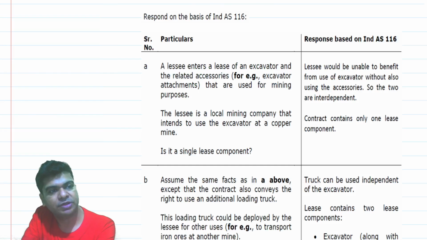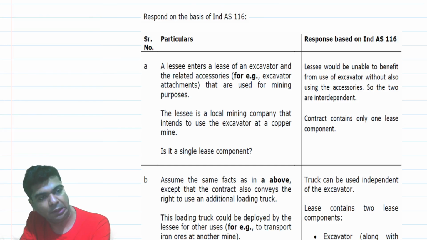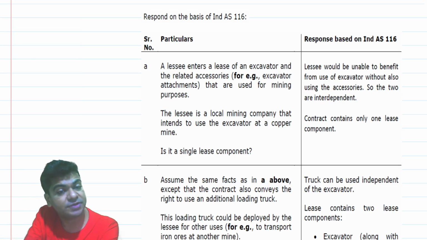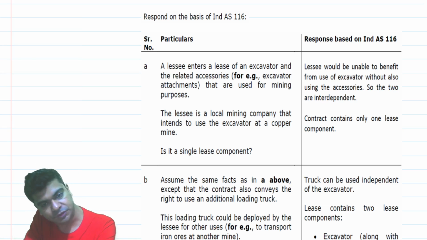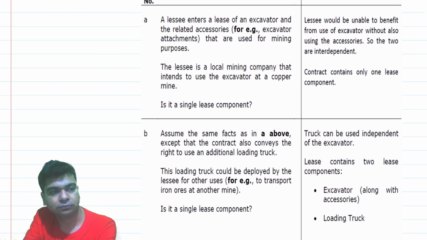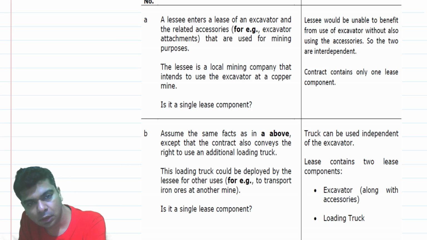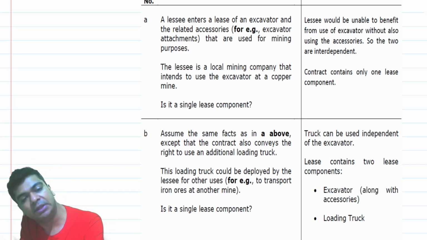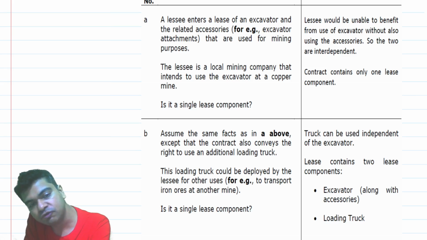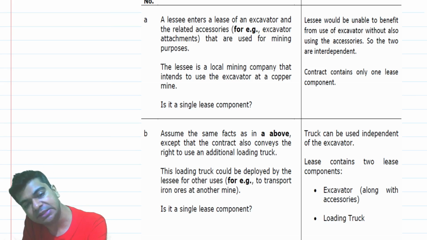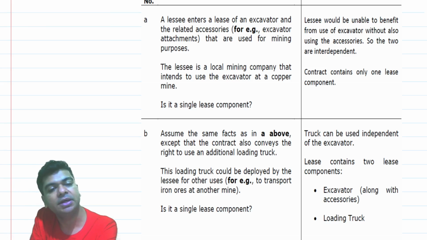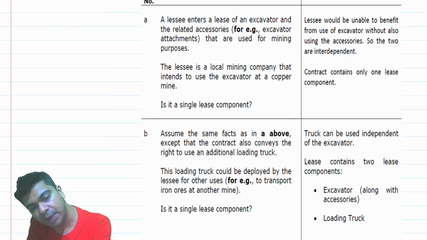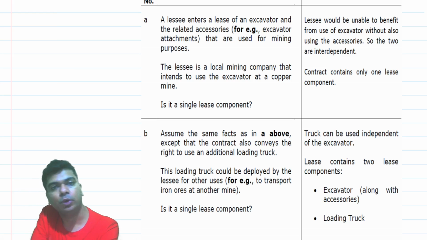We have a question based on this. They are saying respond on the basis of Ind AS 116. Okay. A lessee enters a lease of an excavator and the related accessories. For example, the excavator attachments that are used for mining purposes. The lessee is a local mining company that intends to use the excavator at a copper mine. Is it a single lease component?